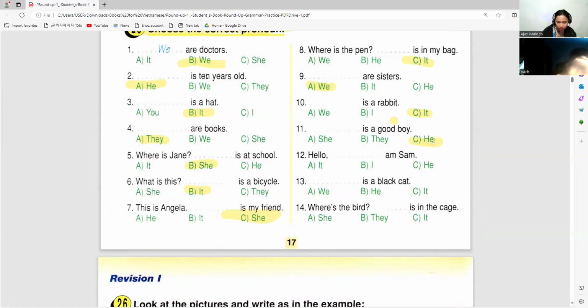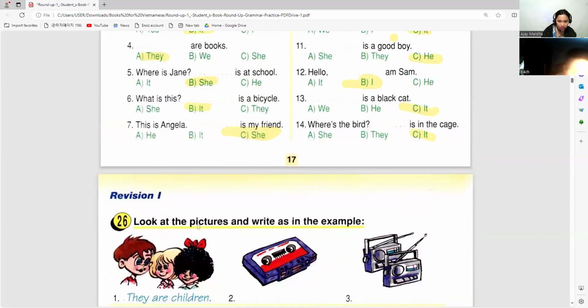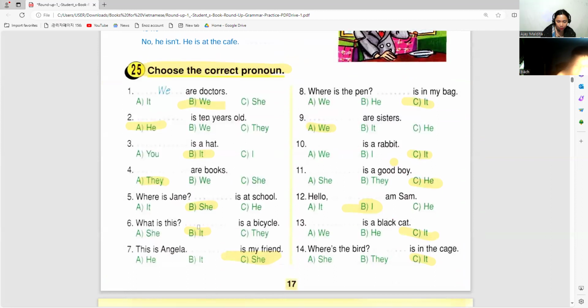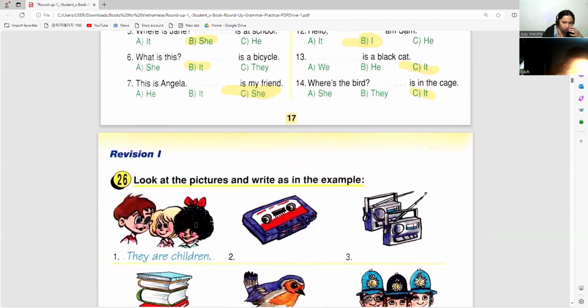Number 12. Number 13. You can underline your answer, Wangbak. It. Okay, it is a black cat. Number 14. Where is the bird? It is in the cage. That's right. Okay, so that's all for our activity about pronouns. Do you have questions, Wangbak? Okay, let's move on.